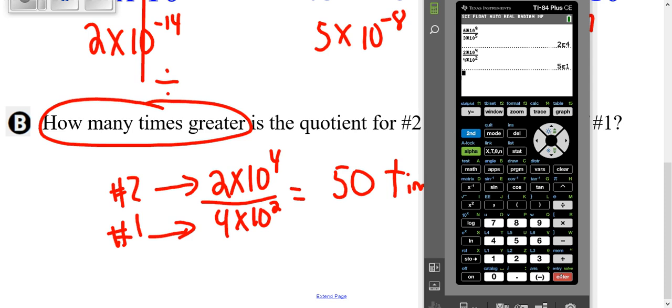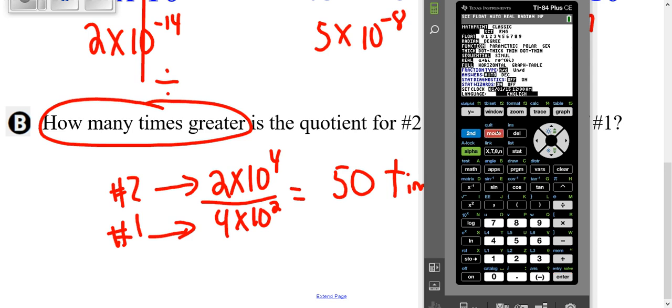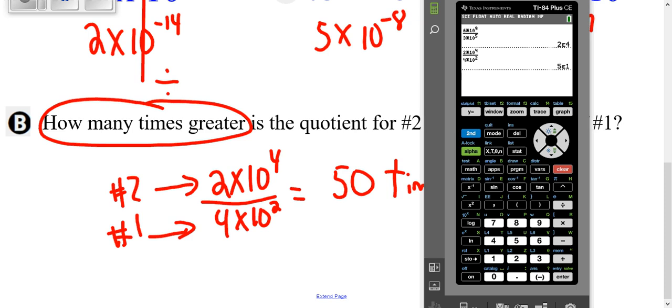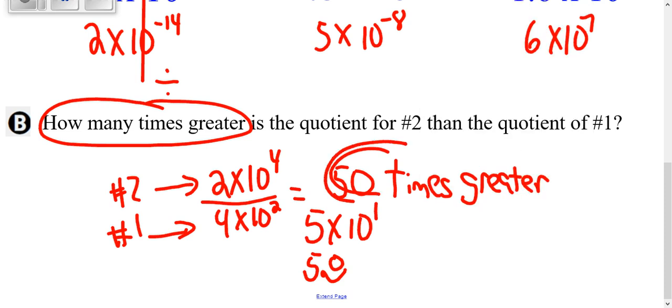So just realize that that is scientific notation. Obviously I should have switched it to normal, but I didn't. But really, it's not a big deal. 5 times 10 to the first is 50, right? You're just going to take 5, move it one place to the right, because 5 times 10 is 50. That's where you're getting 50 times. So 50 times greater, there it is, and that's your answer.